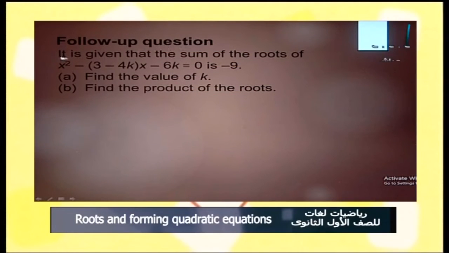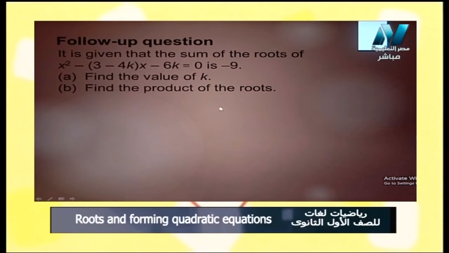The question here: it is given that the sum of the two roots of x power 2 minus a bracket, yes, it's big one, 3 minus 4k multiplied by x minus 6k equals 0. It is given that the sum of the two roots equals negative 9. So alpha plus beta, or L plus M, the sum here equals negative 9. The required: first, find the value of k. The second one, find the product of the two roots.